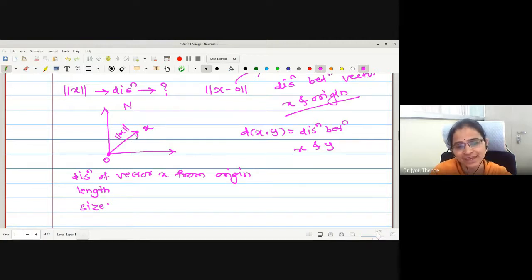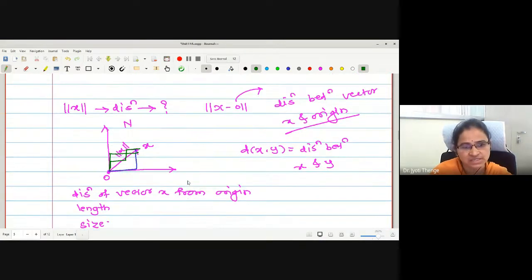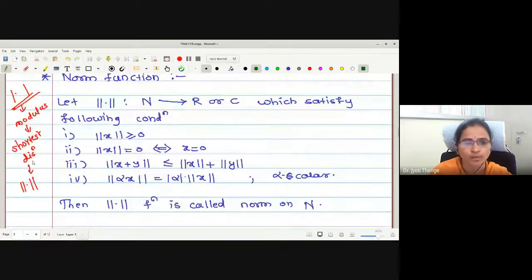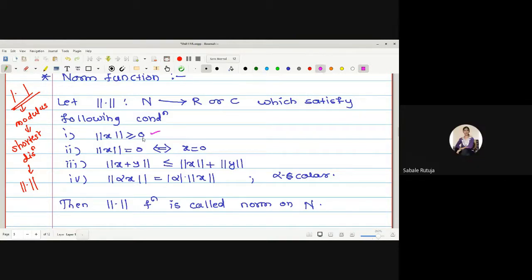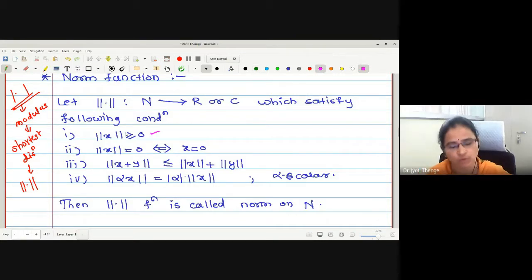This is not the only way to find the distance between 0 and x. One can go with any path. This is one of the paths, this may be another path. There are many paths to reach from the origin to x. Now we were generalizing this from metric to norm. As this gives the distance of a vector x from the origin, according to a distance function, the value should be non-negative. The length is either 0 or greater than 0, positive or 0.